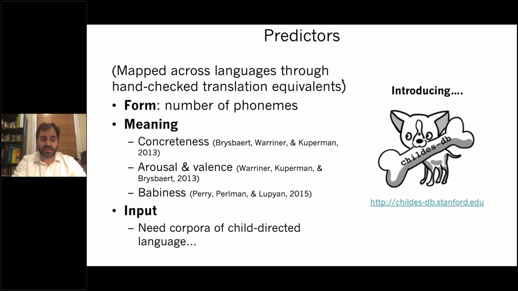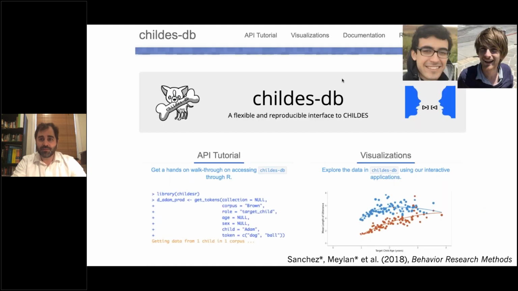So in order to get around this, we decided to develop an API, an application programming interface, for CHILDES. We call this childes-db. This is the work of Stefan Milan, now a postdoc at MIT, and Alessandro Sanchez, who was a research assistant in my lab. They created an API to CHILDES, a set of consistent and tested parsing scripts, and a set of online visualizations. If you work with child language data, I encourage you to check this out as it really streamlines the process of working with corpora.